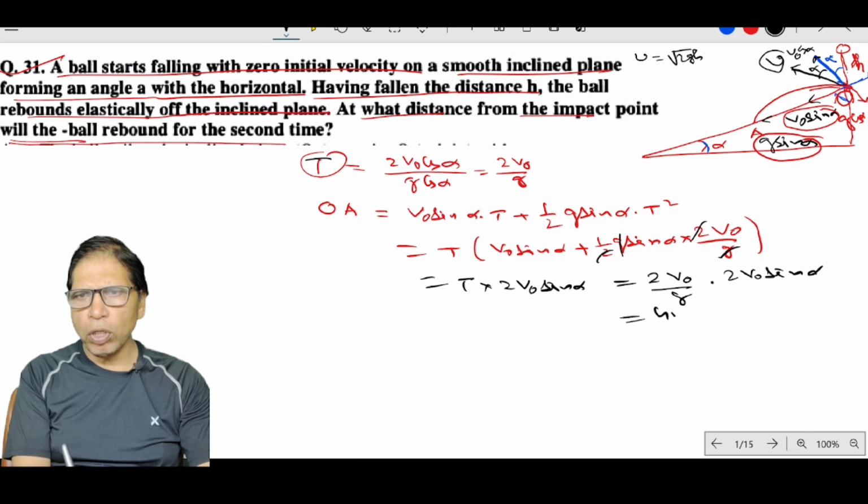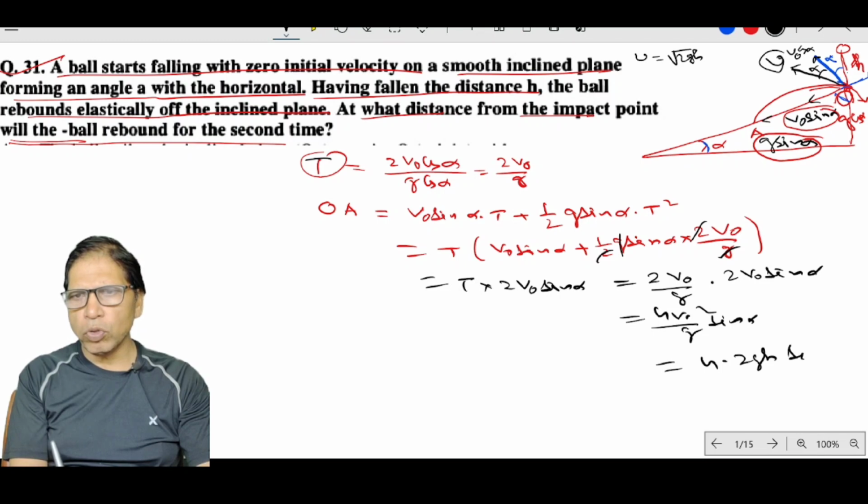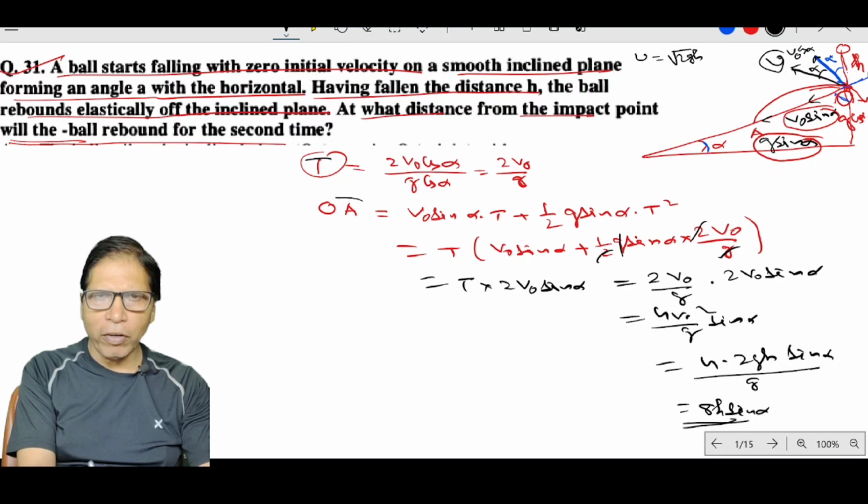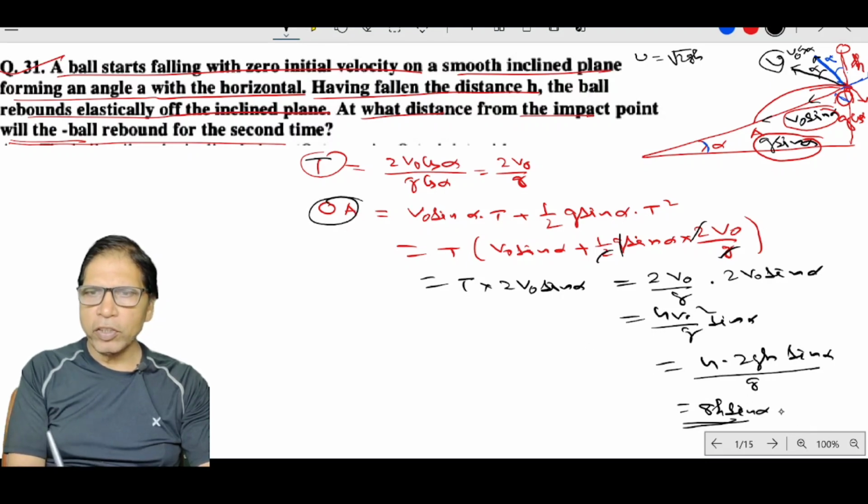Now T is 2 v naught by g, into 2 v naught sin alpha. So this is 4 v naught squared by g into sin alpha. Now v naught squared equals 2gh, so 4 into 2gh into sin alpha divided by g gives 8h sin alpha. Understood? So the distance covered along the inclined plane, OA, is 8h sin alpha.